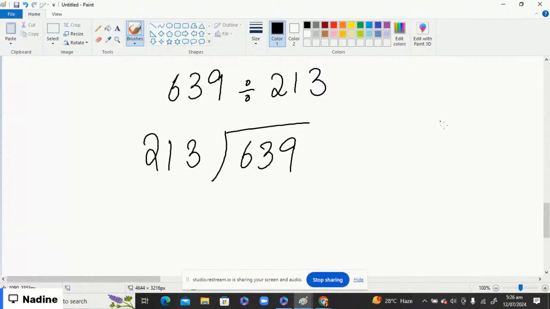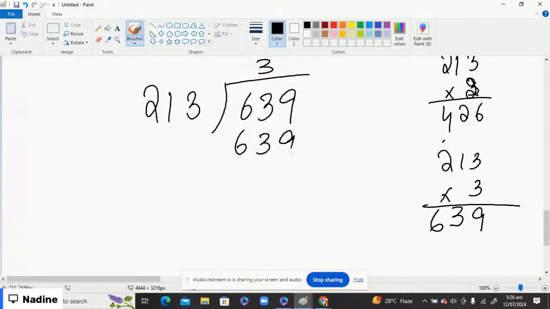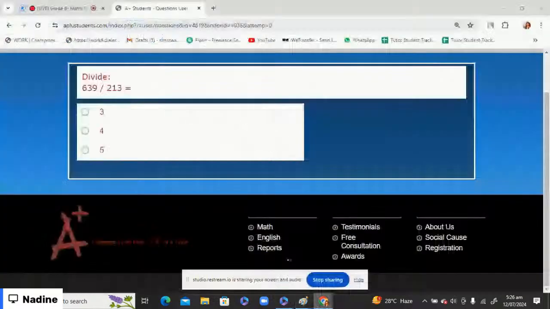So 213 times 2: 2 times 3 is 6, 2 times 1 is 2, 2 times 2 is 4. It's 426. When you multiply 213 with 3, then what's the answer we get? It's 9. 3 times 1 is 3, 3 times 2 is 6. Yes, it's 639. Okay, after subtraction, you are getting the answer 0. This is 3. So let's go with the option A. Okay, that is 3.